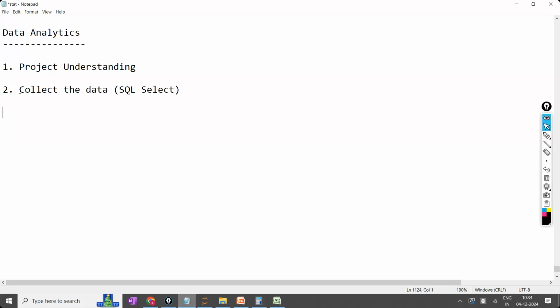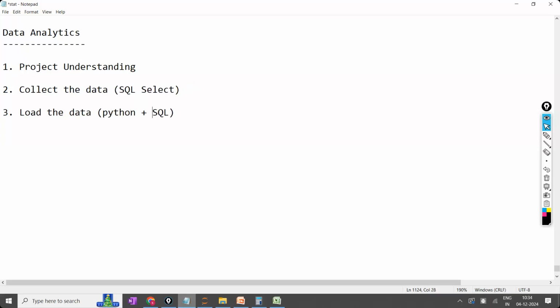And after collecting the data, you are going to load the data. Either you can load the data in Python, or you can load the data directly into Power BI, or you can load the data directly into Tableau. Wherever you are analyzing the data, there you have to load it. For this, I have shown you how to connect Python with SQL.